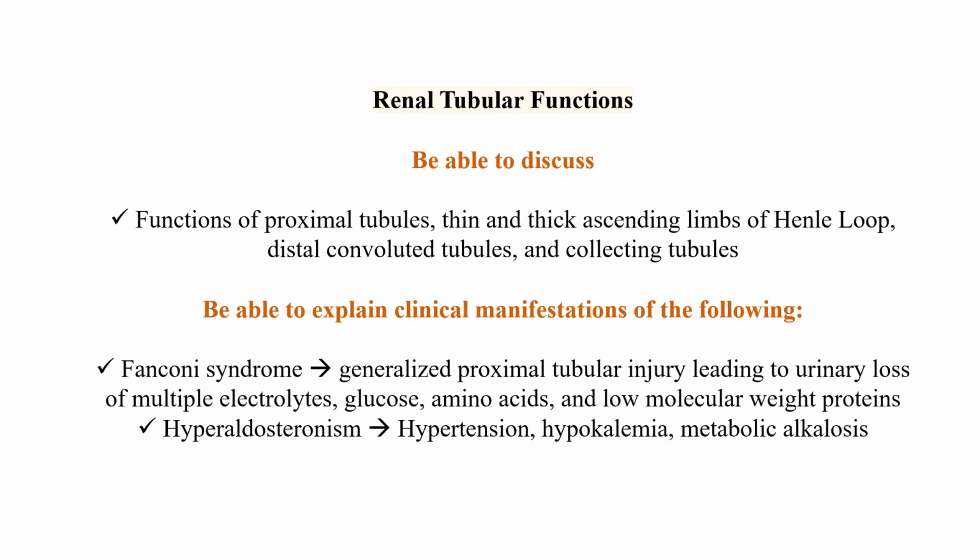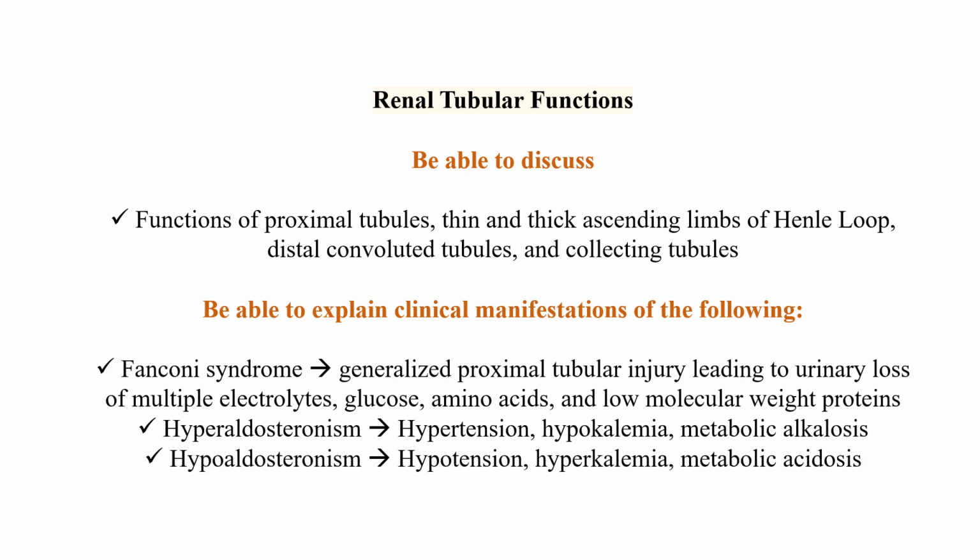Hyperaldosteronism is associated with increased sodium reabsorption via ENaC and increased potassium and hydrogen secretion via ROMK and hydrogen ATPase respectively at the collecting tubule, resulting in hypertension, hypokalemia, and metabolic alkalosis. Hypoaldosteronism is associated with decreased sodium reabsorption via ENaC and decreased potassium and hydrogen secretion via ROMK and hydrogen ATPase respectively at the collecting tubule. Hypoaldosteronism is associated with hypotension, hyperkalemia, and metabolic acidosis.